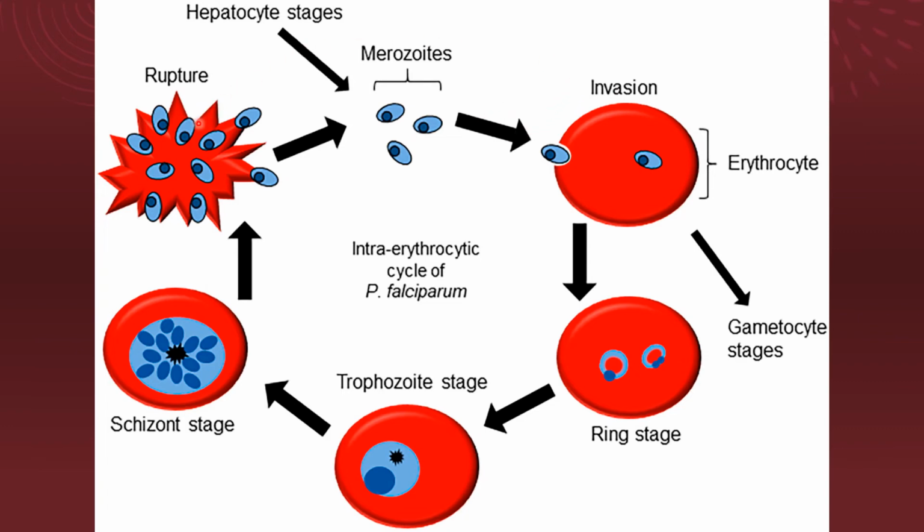This diagram shows the merozoites. Now the merozoites come from the liver stages of the parasite. The merozoites are released in the bloodstream and will later invade the erythrocyte.